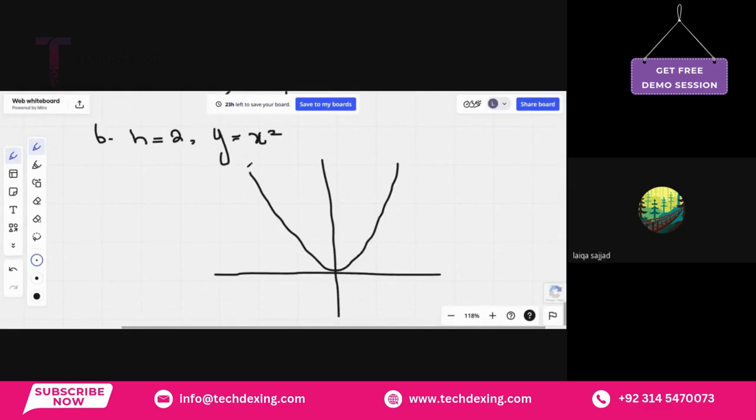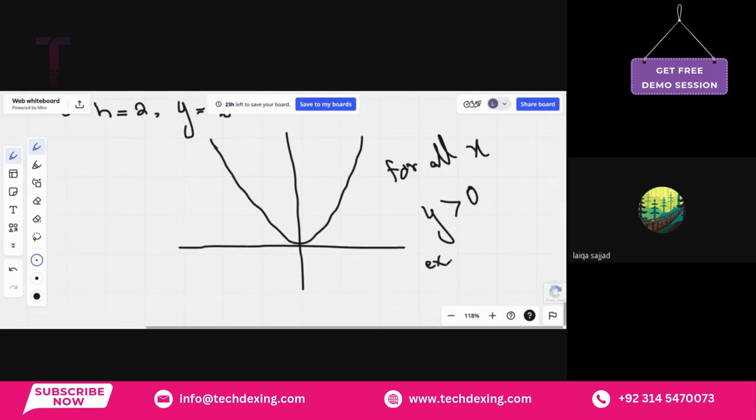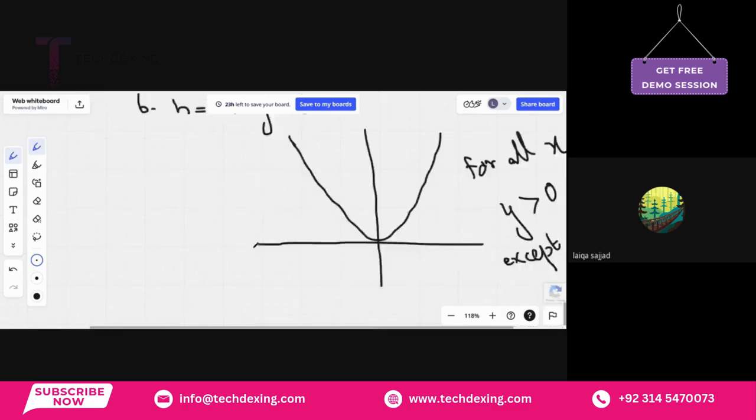So for all the values of x, the value of y will be positive. For all x, y is greater than 0, except when x is equal to 0, because when x is equal to 0, y would also be equal to 0. So this is the second type of graph that we see.